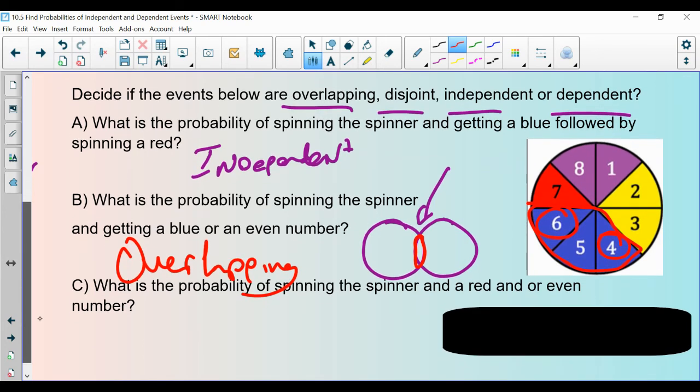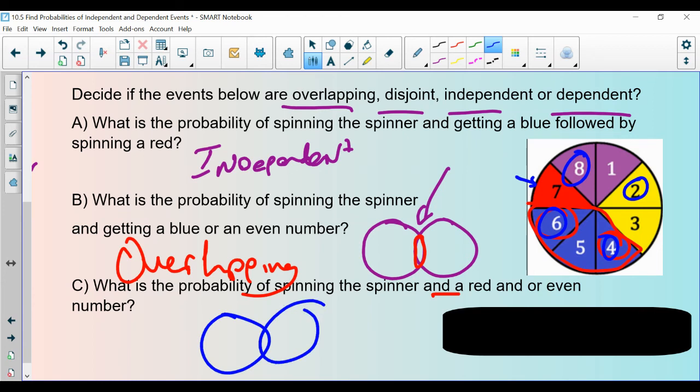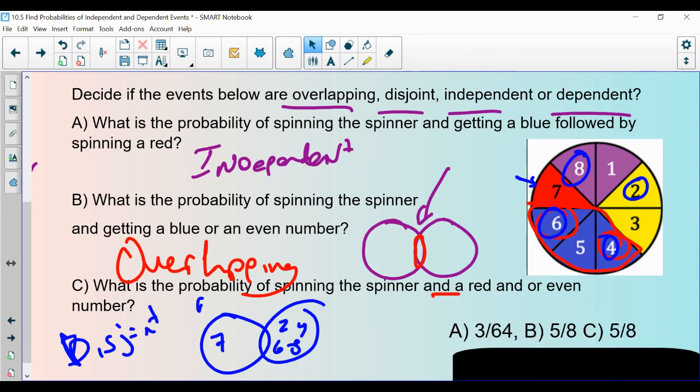And then what is the probability of spinning the spinner and getting a red, I should say, or an even number? So if we're looking at that, spinning a red, that's this one, or an even number, that's all of these. If we were to make a Venn diagram, we would have red, it would just be a 7. Then the evens, 2, 4, 6, and 8. There would be nothing that is both. Nothing in that and region. And so this one here would be disjoint.